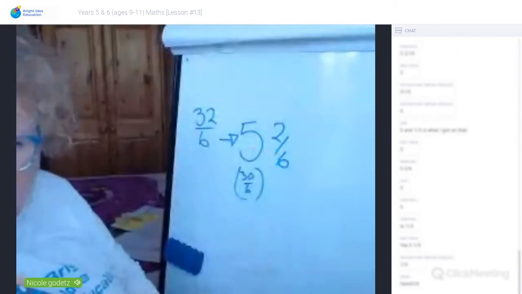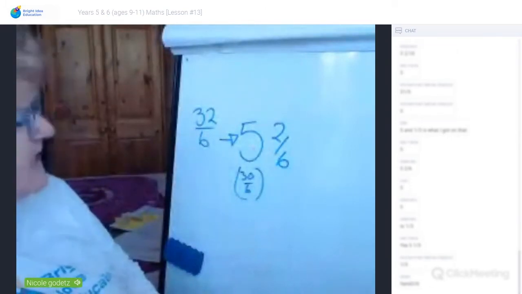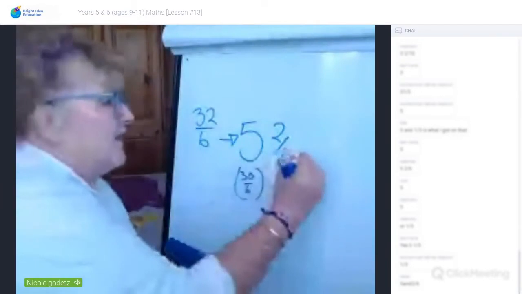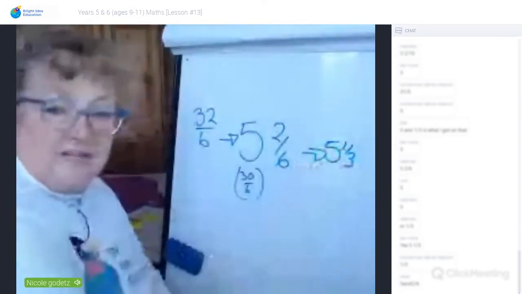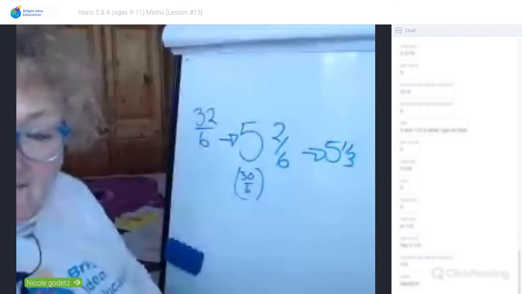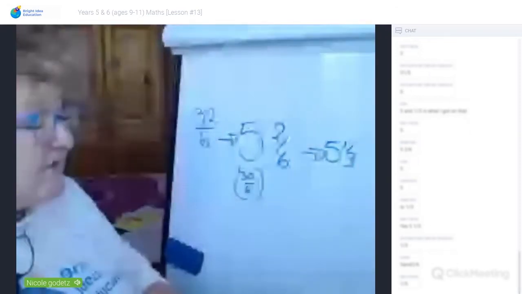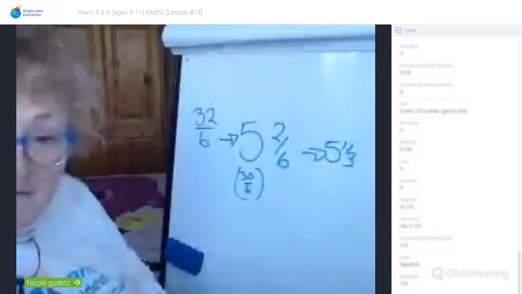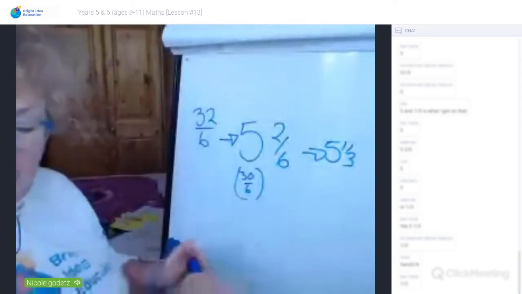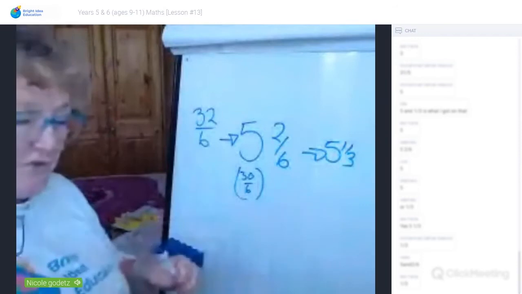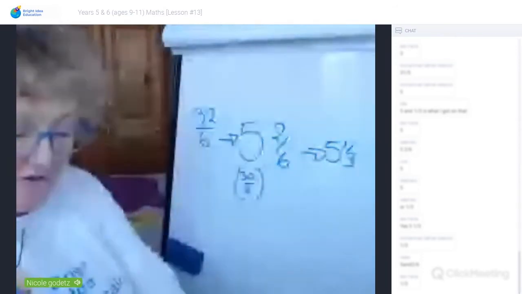You can simplify 2/6 to 1/3. So you're going to get 5 and 1/3 as the answer. Okay, 5 and 1/3. That's right, 5 and 2/6, and then you can simplify that 2/6 to 1/3.